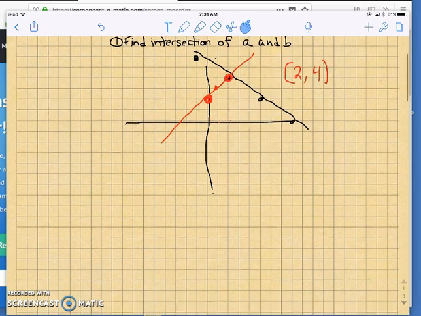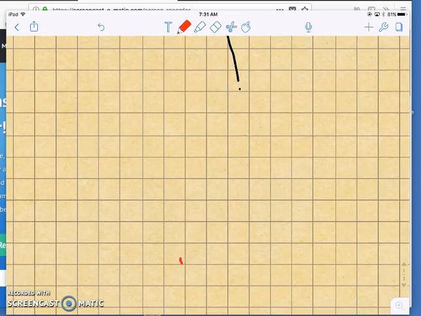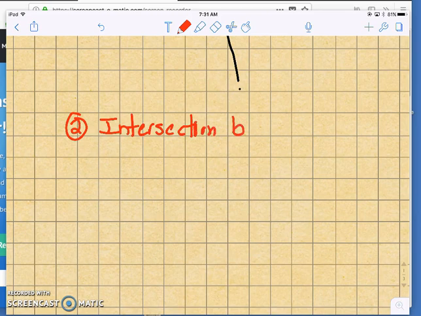Now sometimes our lines might get too big to graph here. So we're going to take a look at how you find this algebraically. So let's find the intersection of B and C. Now B and C have the same x value and same y value somewhere. So we're going to write this out. We're going to see what are our x components and what are our y.